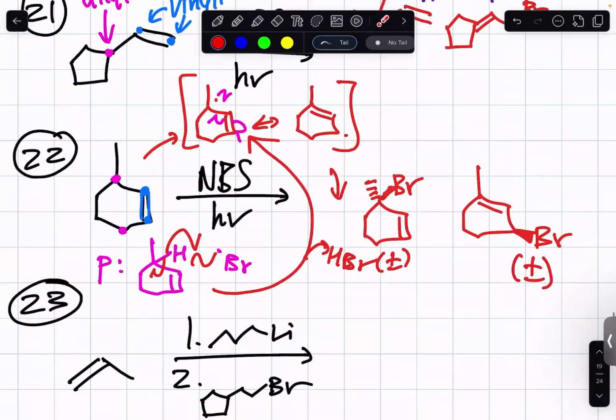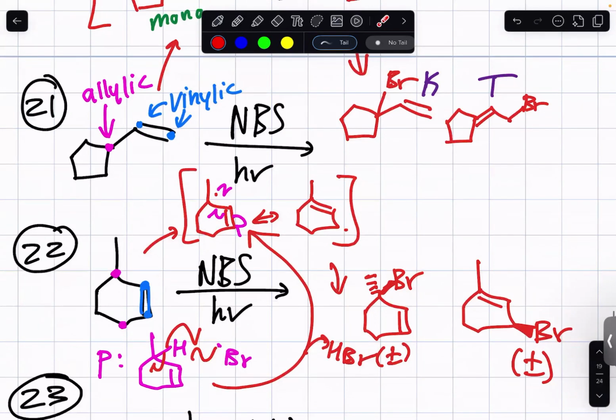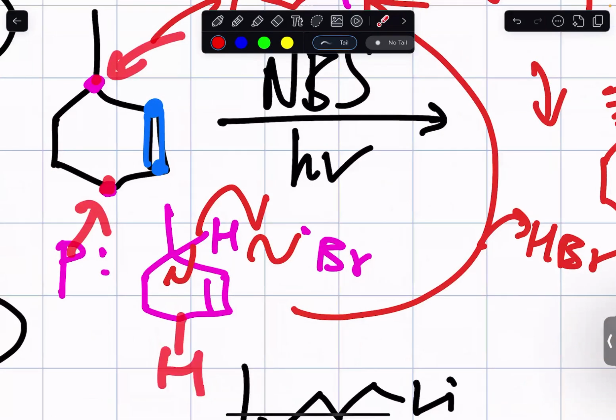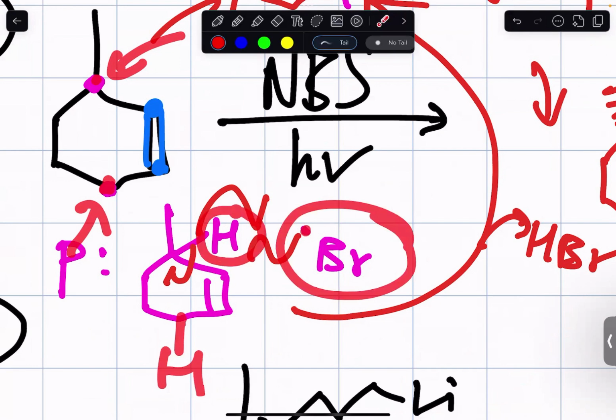The other pink dot. Oh, this one right here. Like, why don't we put a radical right there? The reason is that this position is more stable for the radical, which is why this hydrogen here stays there, because it's not going to interact with the bromine radical. The bromine radical would prefer to interact with this hydrogen to form the more stable radical intermediate here.